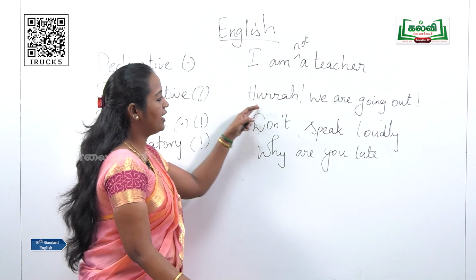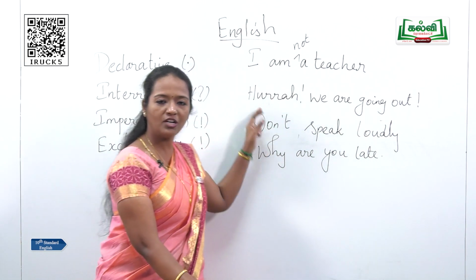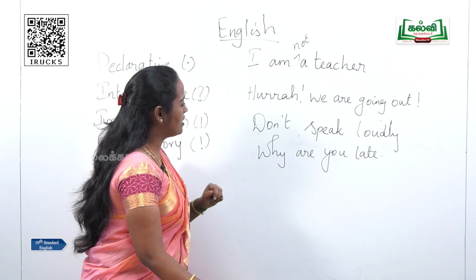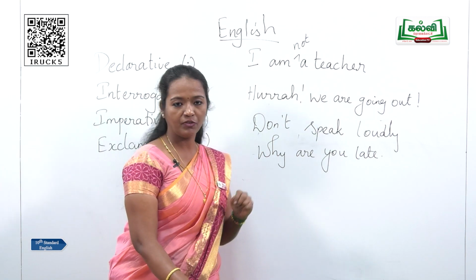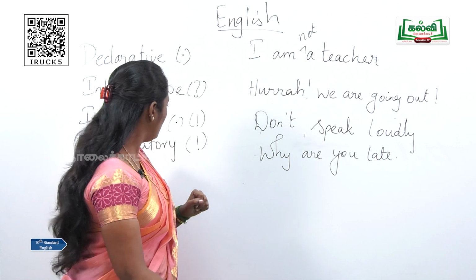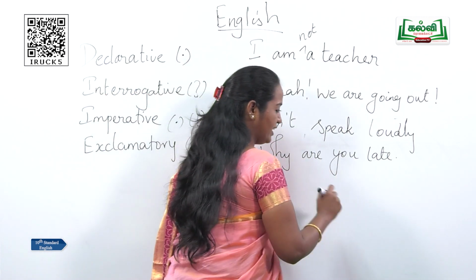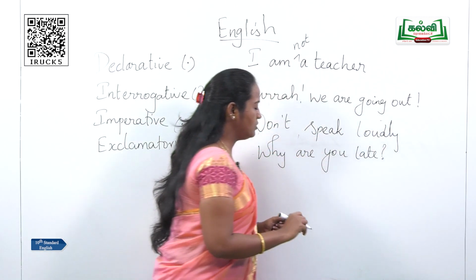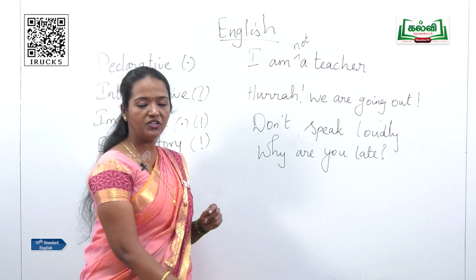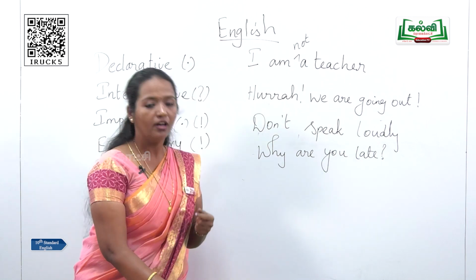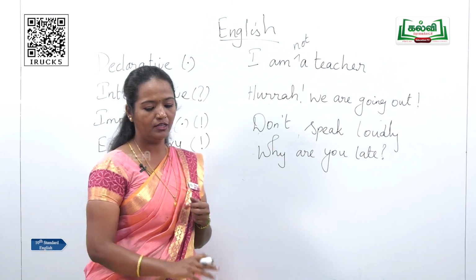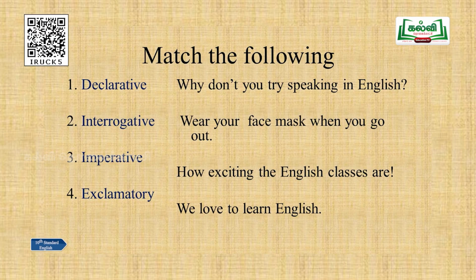Fine. Now, hooray, we are going out. So what type of sentence is this? Exclamatory sentence. The third one is don't speak loudly. So what type of sentence is this? Imperative. And the fourth one is why are you late? Here I have used a question mark. Why are you late? So what type of sentence is this? Good. Interrogative sentence. And what type of question? WH question.